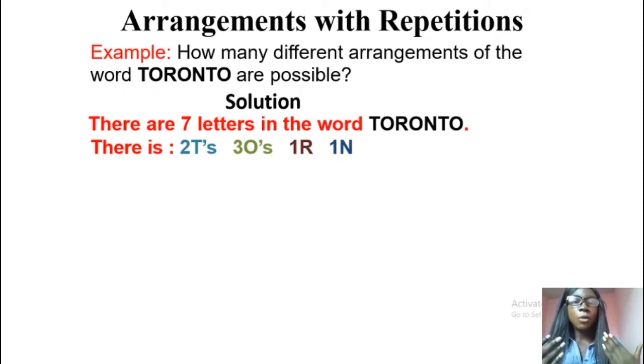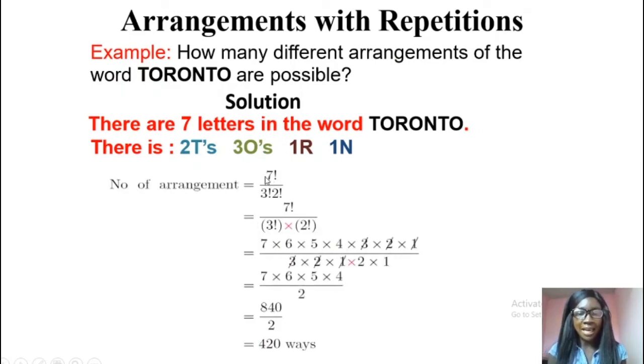Alright, so we are going to make use of the same formula. Our n here will be 7. Since we have 2 T's, we're going to divide by 2 factorial, and again we're going to have 3 factorial. So here I have my n, which is 7 factorial, divided by 3 factorial, which is the O, and this 2 factorial is the T. Of course, 1 factorial is just 1, and for the R and N, 1 factorial is 1. So this means 7 factorial divided by 3 factorial times 2 factorial.